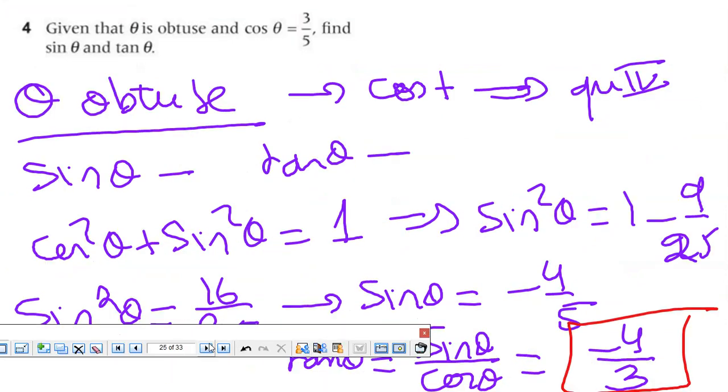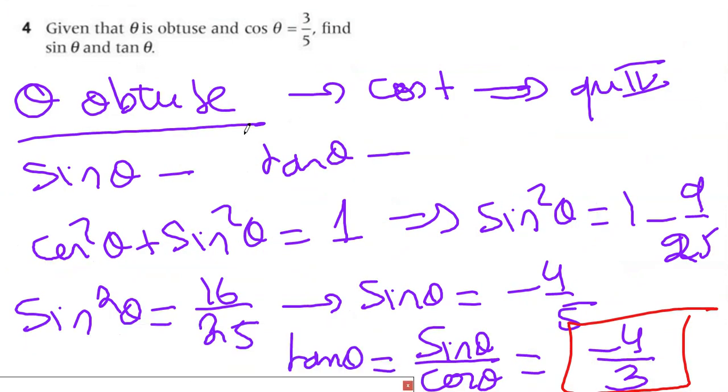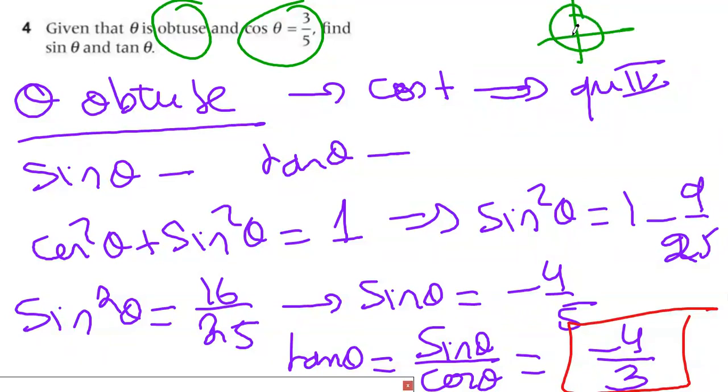Now we move to exercise 4. It's easy peasy. Given that theta is obtuse, when I say obtuse, it means it's more than 90 degrees, and cosine is positive. Cosine is positive and obtuse, so where could it be? Cosine positive is always quadrant 1 or quadrant 4. In quadrant 1, the angle is acute. So the angle is going to be in quadrant 4.